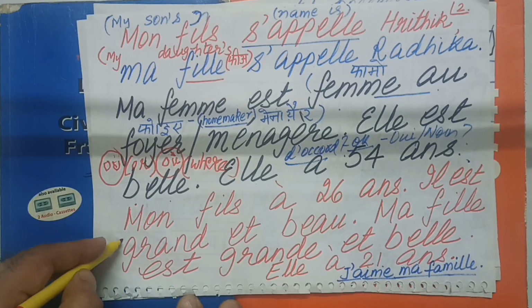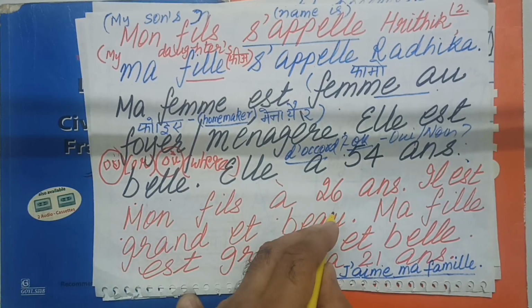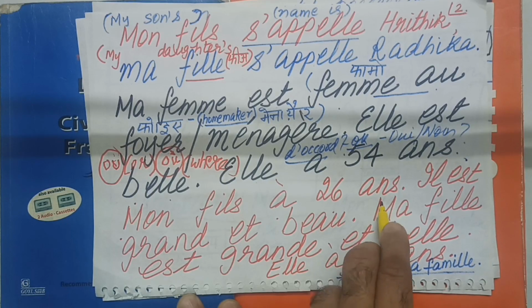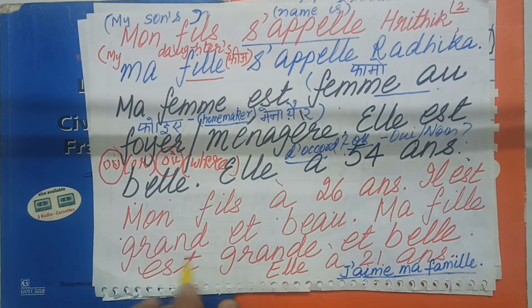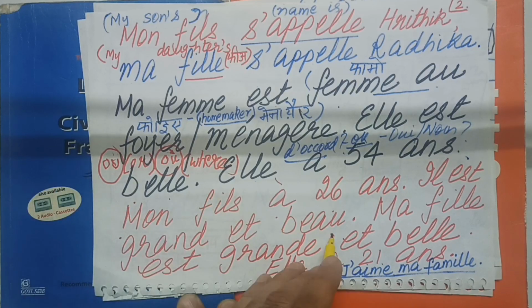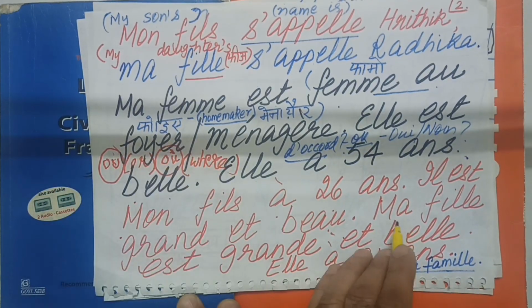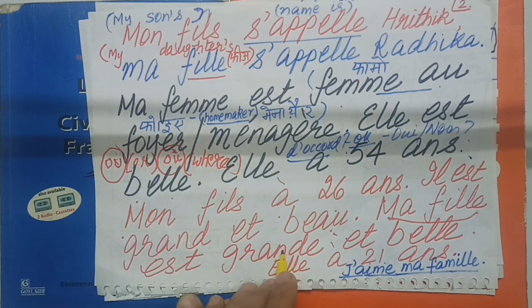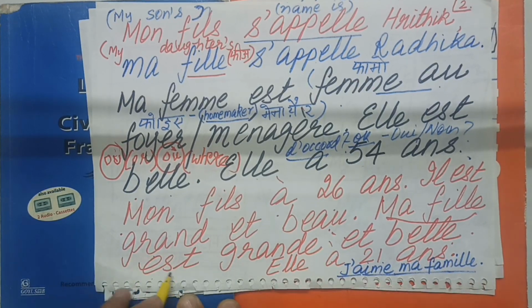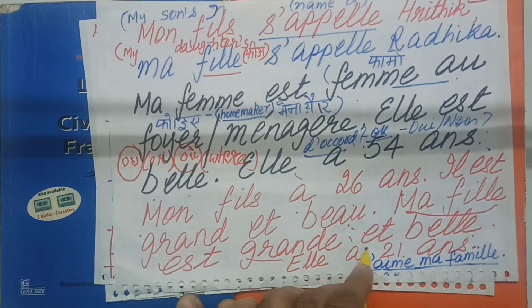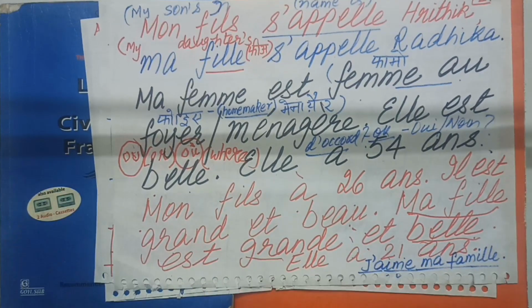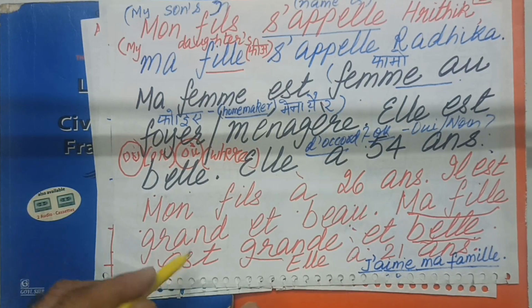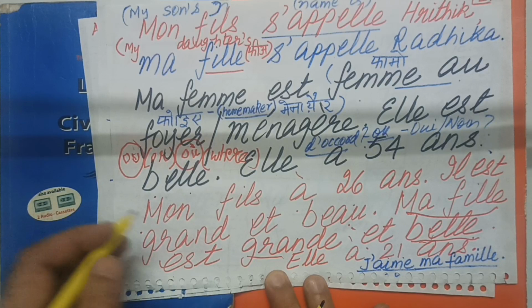Mon fils a 26 ans. My son is 26 years old. Il est grand et beau. He is tall and handsome or smart. Ma fille est grande et belle. My daughter is tall and beautiful. Belle is beautiful. Elle a 21 ans. She is 21 years old. J'ai ma famille. Okay. And what is the word for a lot or very much?